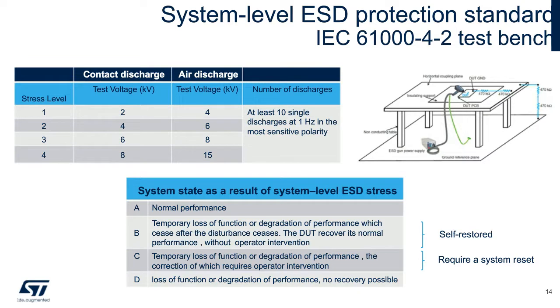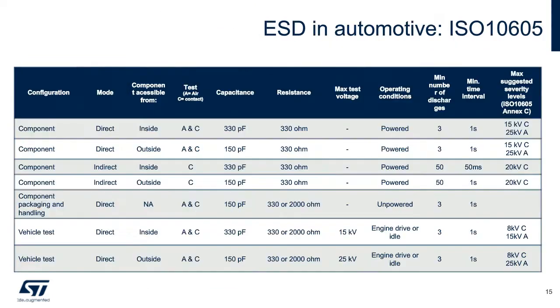For automotive applications, the ISO 10605 standard applies. It is more severe than IEC standard because of a higher capacitance used for discharge, 330 picofarad instead of 150 picofarad for IEC, a higher number of discharges, 50 instead of 10 for IEC, a higher frequency to apply the ESD pulse to the components, and finally, a higher level of applied voltage up to 25 kV at contact discharge instead of 8 kV for IEC.